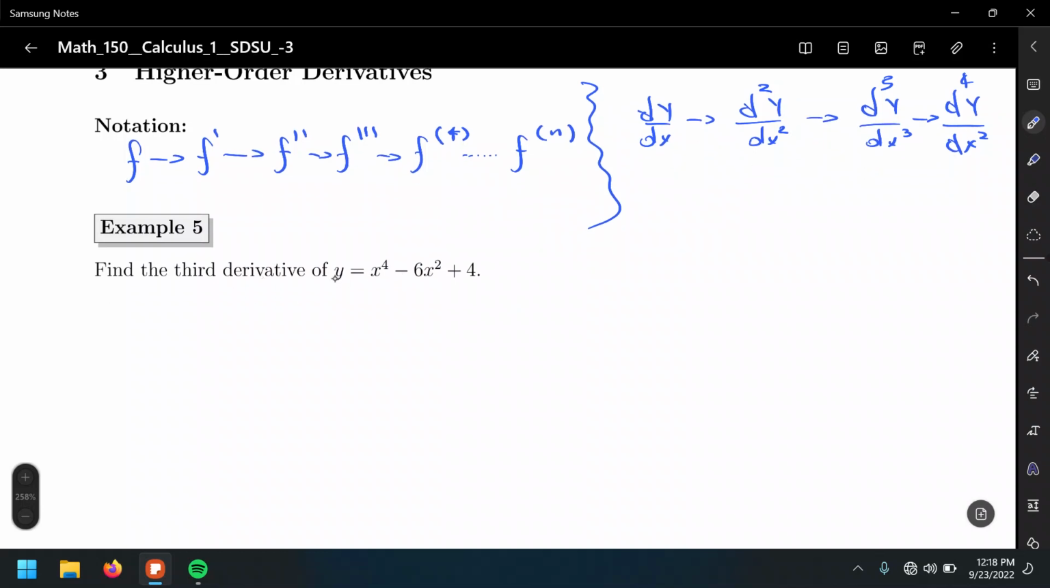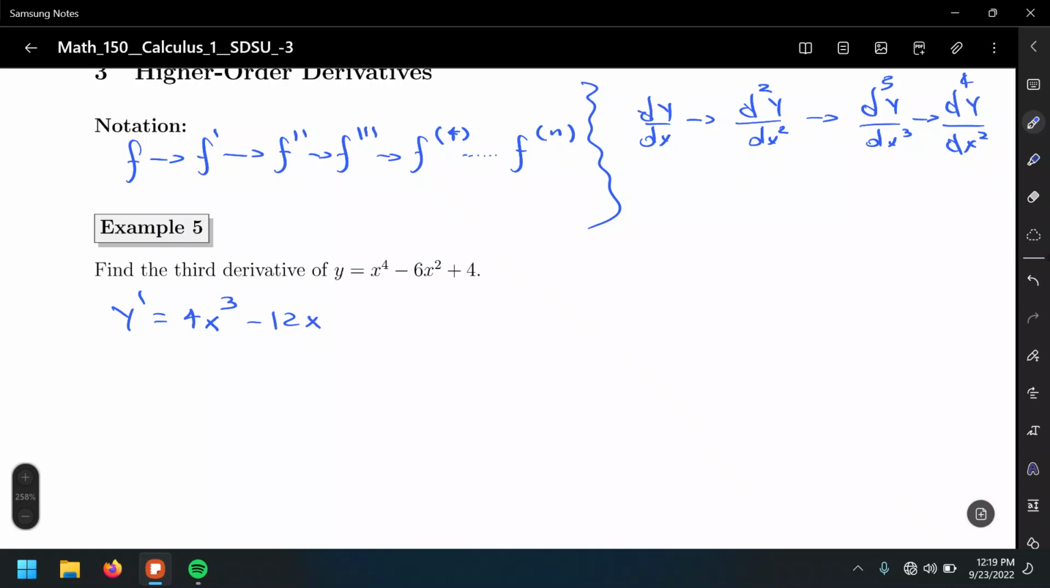Find the third derivative of y equals x to the 4 minus 6x squared plus 4. So y prime, that's the first derivative. The derivative of x to the 4th will be, first have the coefficient jump in the front, x to the power minus 1. So 4 minus 1, that's 3. The derivative of negative 6x to the second power, 2 times negative 6, that's negative 12, x to the 2 minus 1, which is 1. We don't need to write that one. So that's the first derivative.